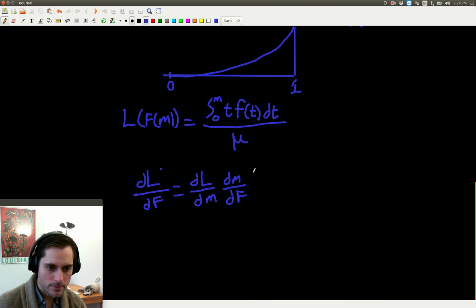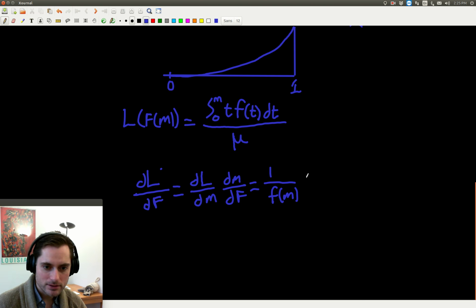Well, dM/dF is easy because the probability density function is just defined as the derivative of the distribution function with respect to M. So this is actually just 1 over the probability density function. Okay, so we've got that one already done. Now how about this guy? What is that? Well, we have to take the derivative of this expression on the right here with respect to M. You can see that M only appears up here in the limit of the integral. So if you know your rules of integration, we just have to plug this M into the integrand.